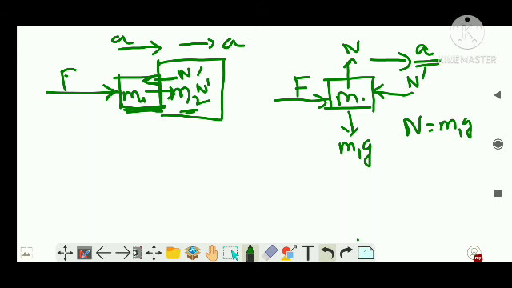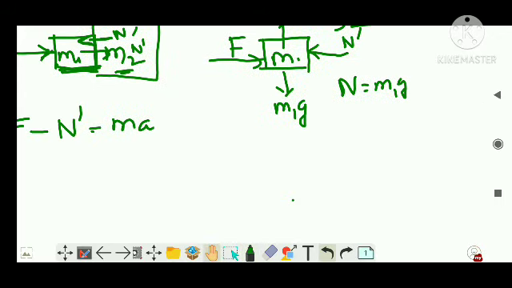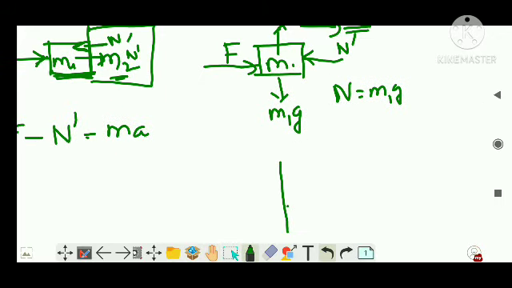Simple. Now there is no vertical movement. So horizontal movement acceleration is there. I told you A direction is positive. So F is positive. And then there is N dash is equal to NA. Right? Clear? Now, next we are going to consider the second block, which is an elongated one. Let's say it is M2.